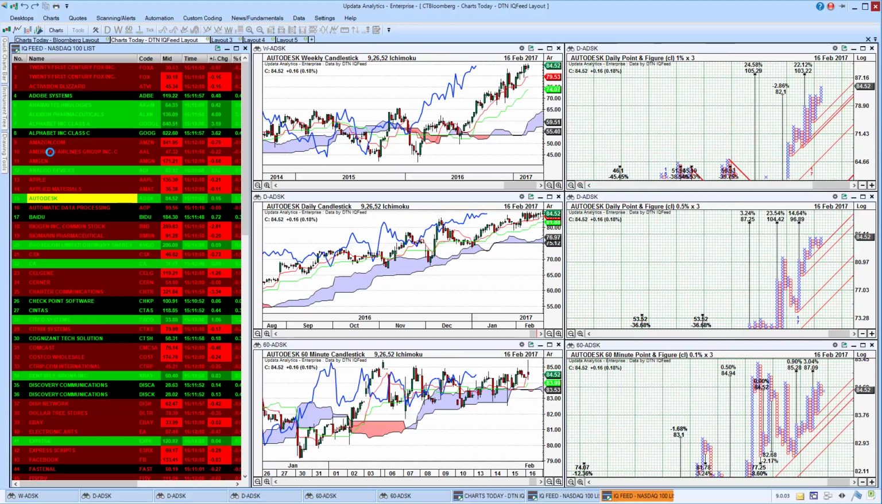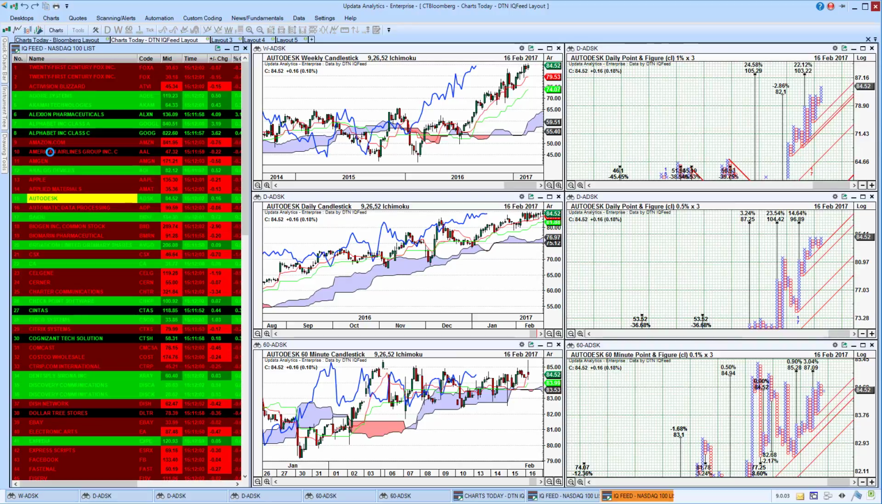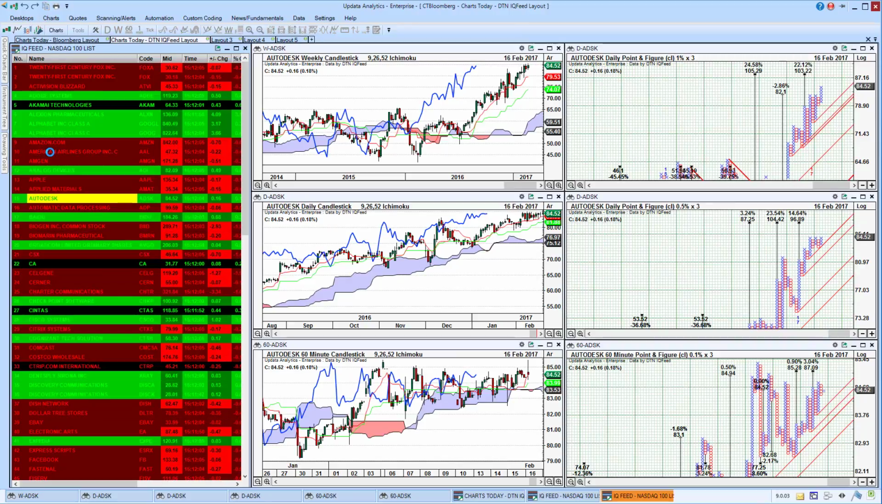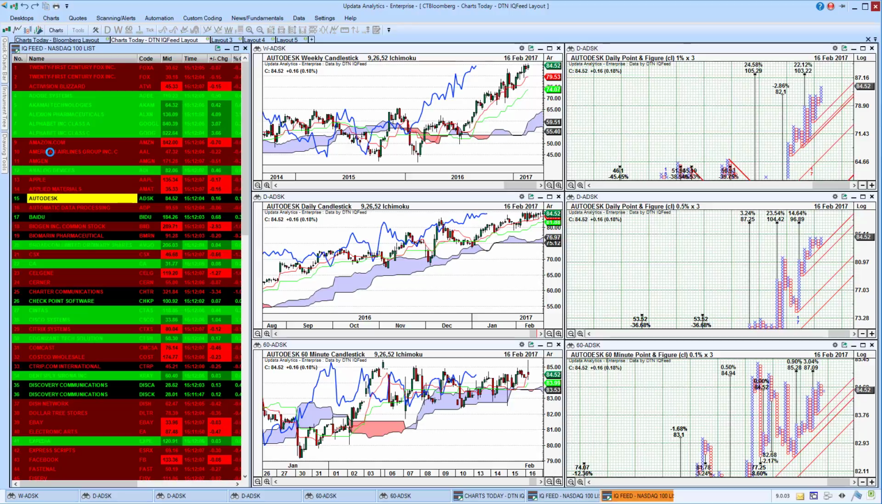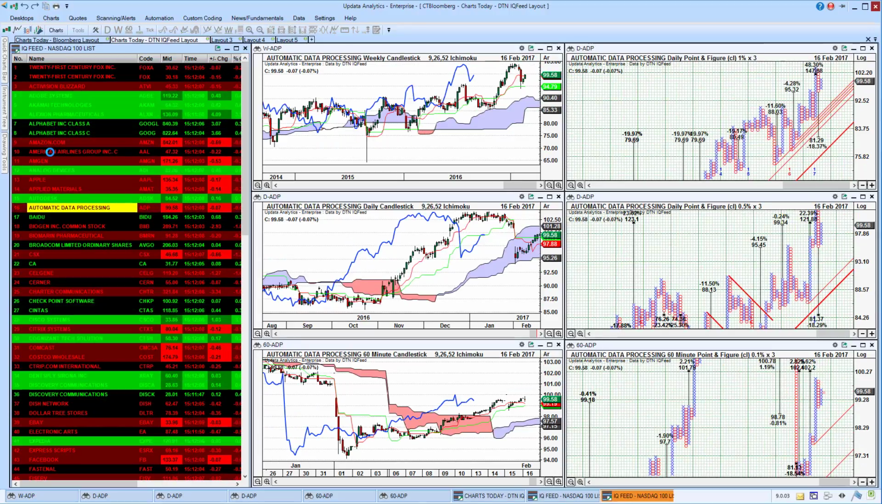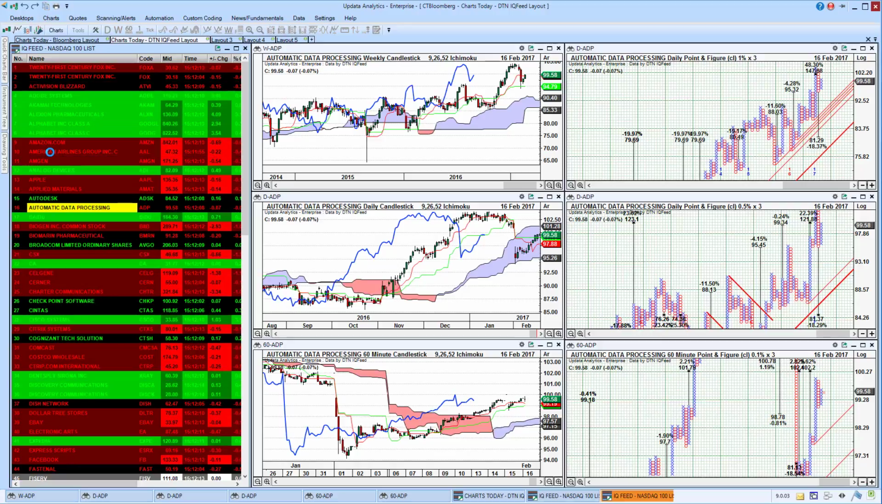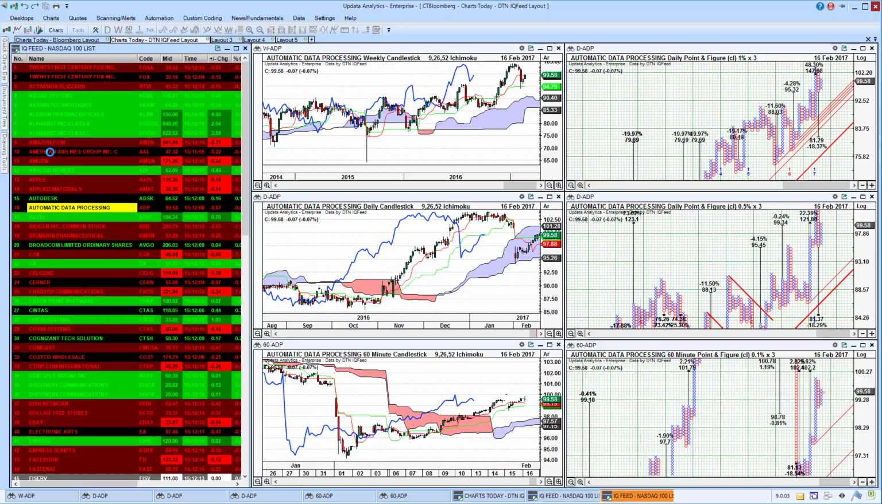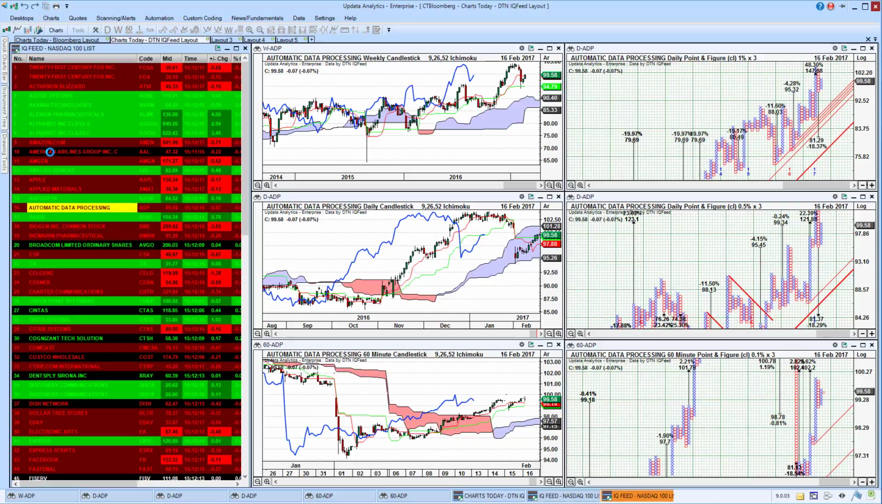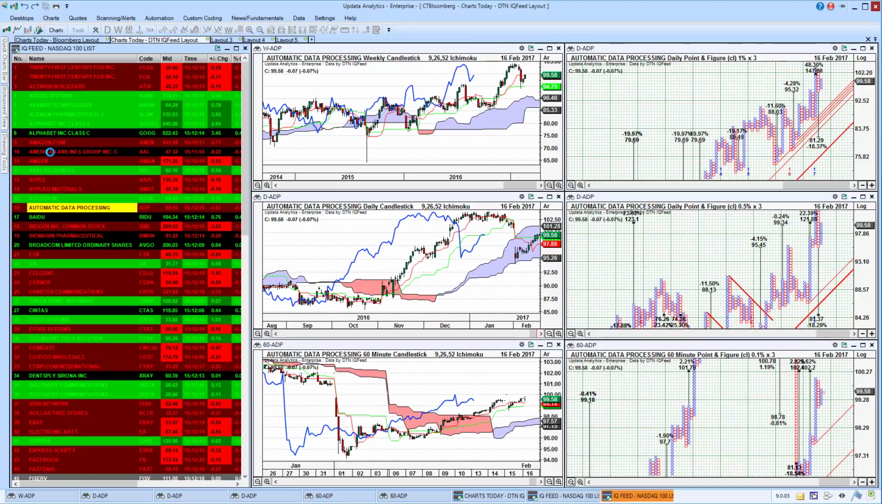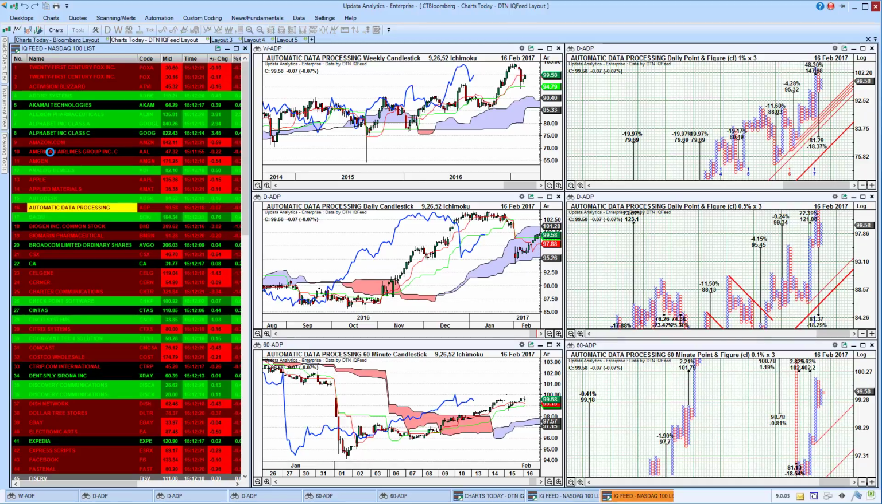Autodesk above the cloud on all 3 time frames. Upside targets of 22, 24, 23% on the medium term chart. So we're seeing a cluster of targets there. Automatic Data Processing, again, is bullish above all three charts, seeing a recovery in the short-term chart, but quite a lot of volatility in the medium-term chart, just having tested the cloud.